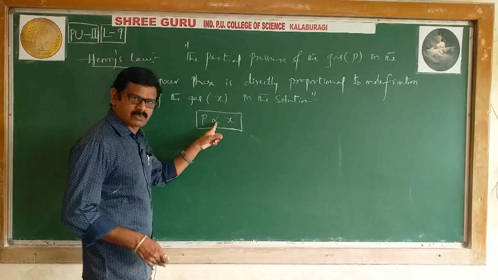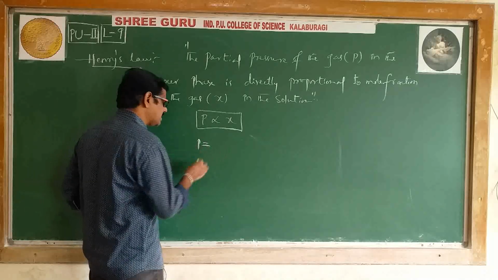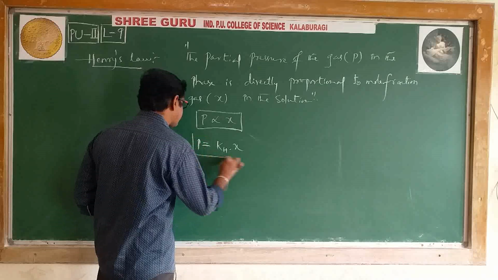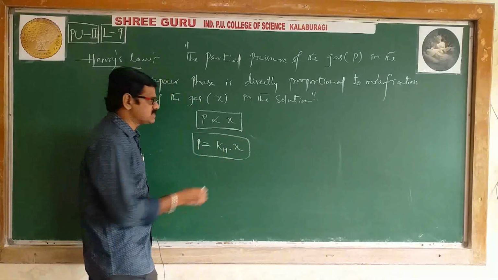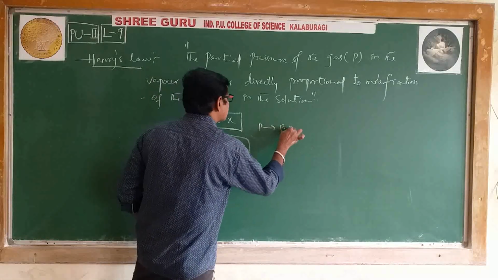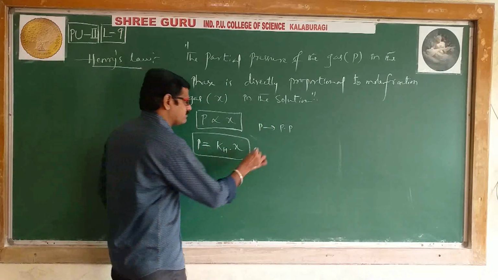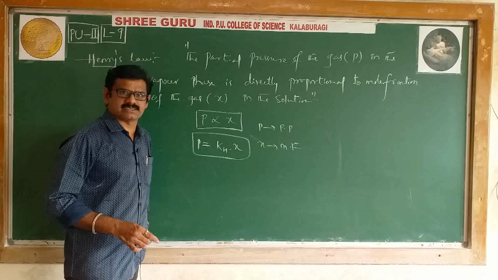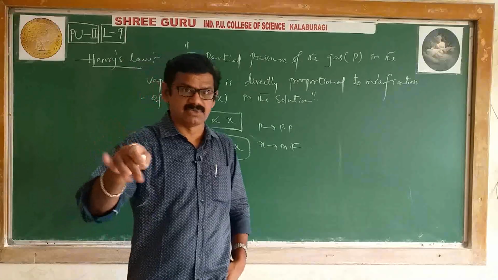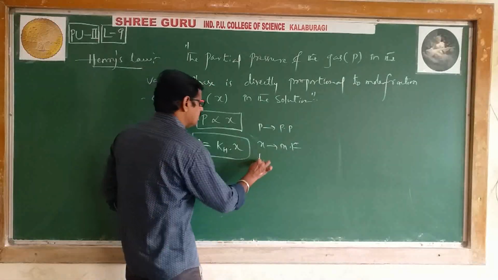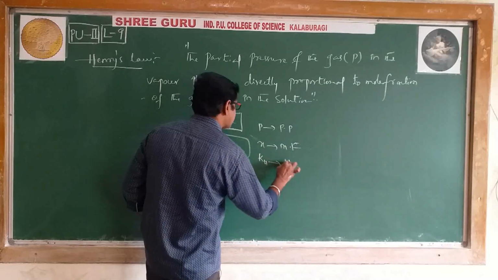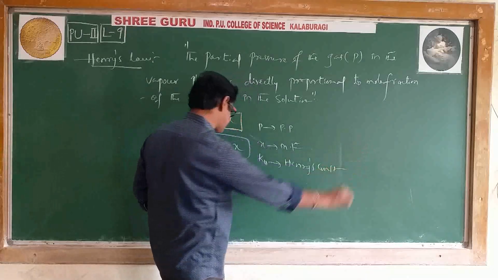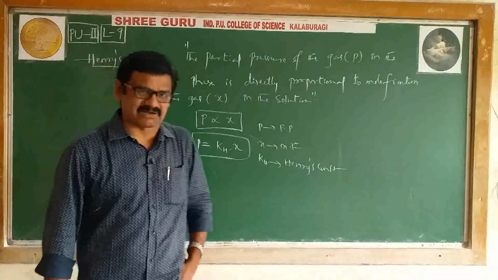Now if you remove the proportionality symbol, we write a constant: P equals KH into X. Now we will define the terms. P is the partial pressure of the gas. X is the mole fraction of the gas, which explains solubility. And KH is called Henry's constant.